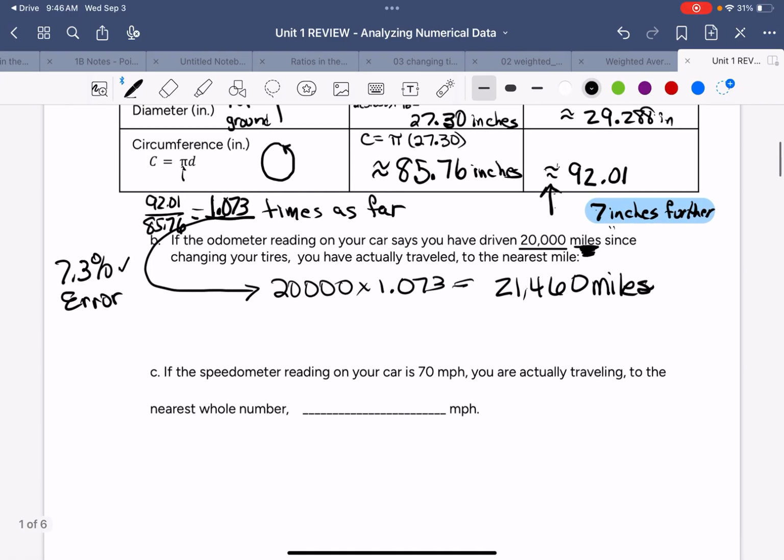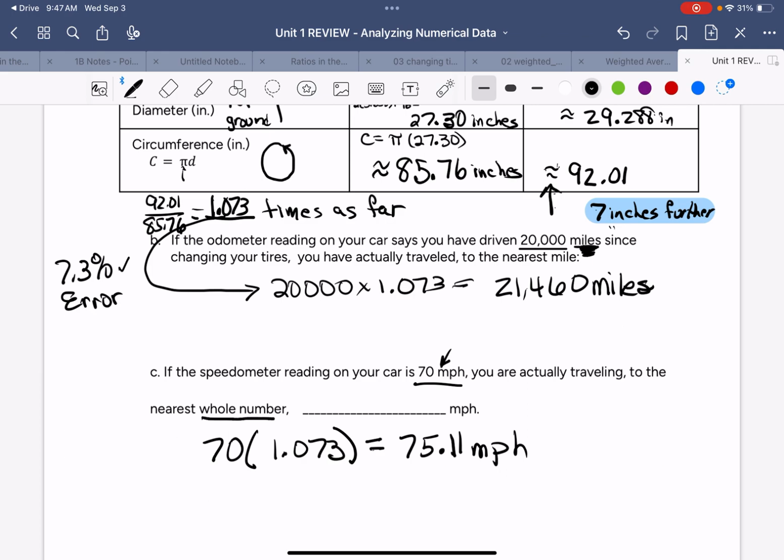Same thing with our speedometer. If you're going further in that hour, then we're going to multiply. So 70 times 1.073, because I'm going 1.073 times as far. So 70 times 1.073. In that hour, I went 75.11 miles per hour. It says to the nearest whole number. 75.11. Is that closer to 75 or 76? Yeah, it's closer to 75. So 75 miles per hour is the speed we would actually be going.